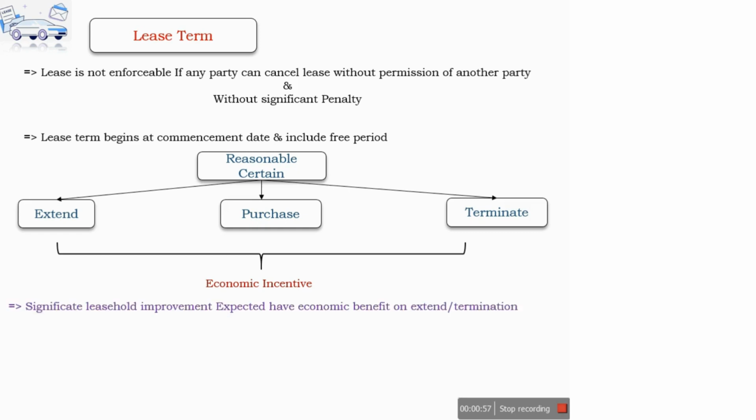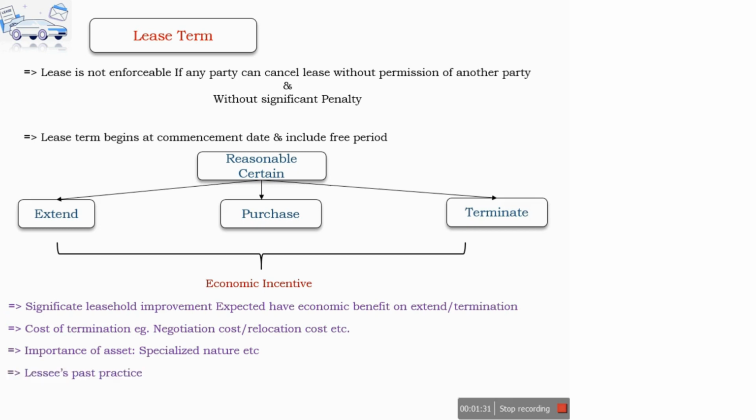Examples: if there are significant leasehold improvements that have economic benefit in extending or not terminating the lease period, and whether the cost of termination, for example negotiation cost and relocation cost, is higher or lower, or whether it will affect the decision-making capacity of the lessee. Also the importance of the asset, whether it is customized in nature, specialized by the customer, designed for him for a specific purpose, and what the lessee's past practices have been, need to be considered.